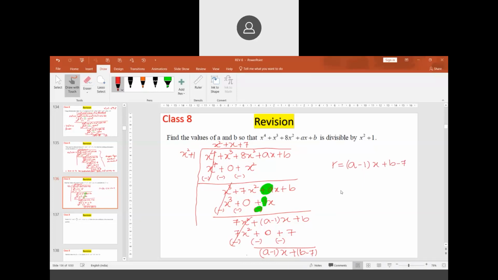Should we equate it? We have to equate it with 0x plus 0, which is a minus 1 into x plus b minus 7. It means that a minus 1 can be 0, so a is equal to 1. b minus 7 is equal to 0, which means that b is equal to 7. So the values of a and b are found here.